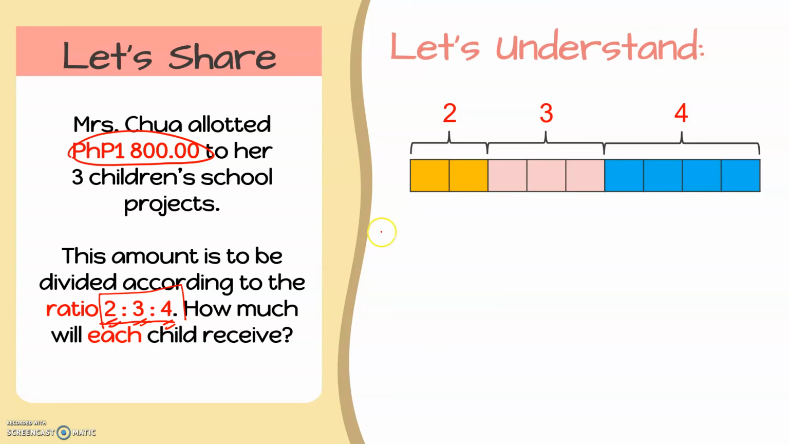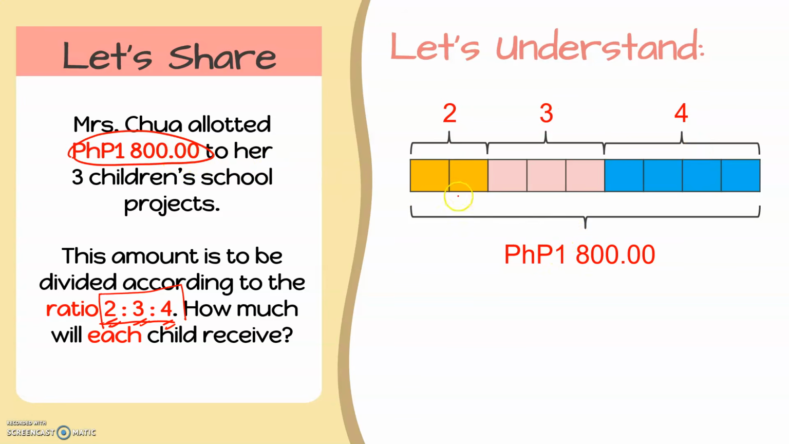So, that means these parts actually make up the whole, which is 1,800 pesos. And let us take note that each of the parts here is equal to one another. Now, for us to find the value of 2 parts, 3 parts, and 4 parts, we must first know how much is the value of each part in our whole. And how will we do that?